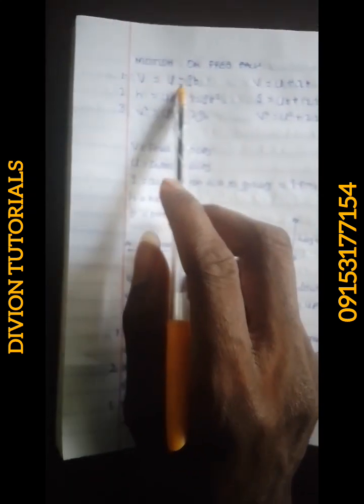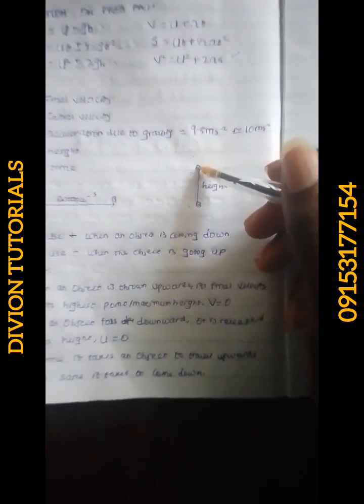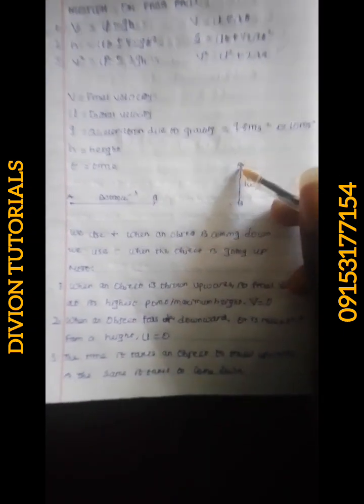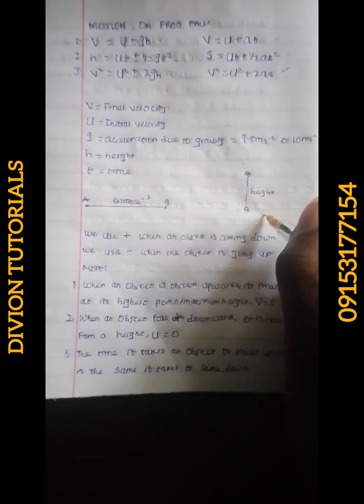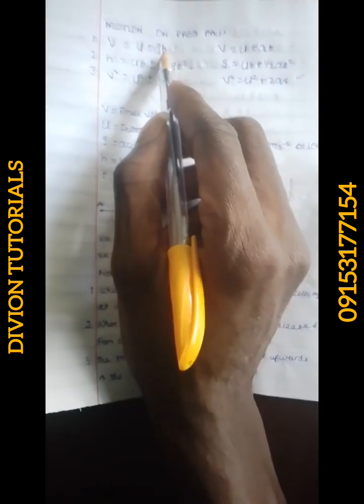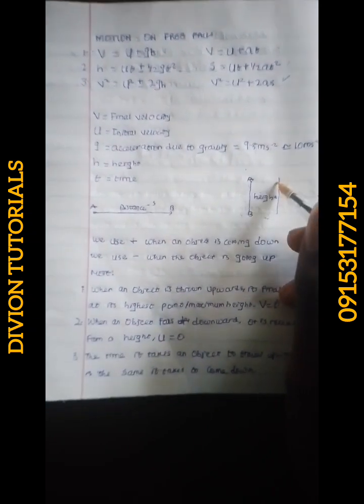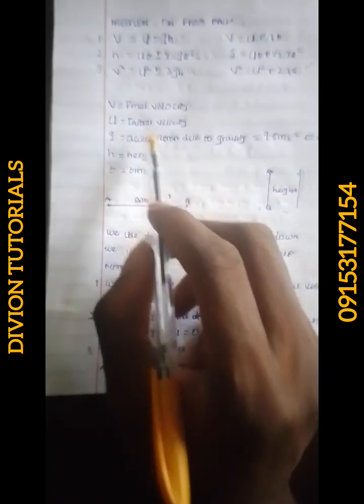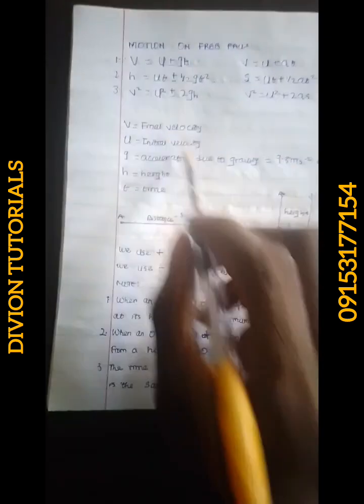So we are going to use plus when a body is coming down. Let's say you throw a ball from up to down, you are going to use v equals u plus gt. Why? Because the law of gravity says that anything that goes up must come down. But if you throw a ball from the ground upward, you are going to use v equals u minus gt. Why? Because the ball is going against gravity. Do you understand?